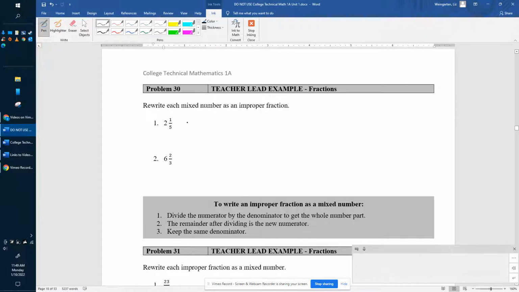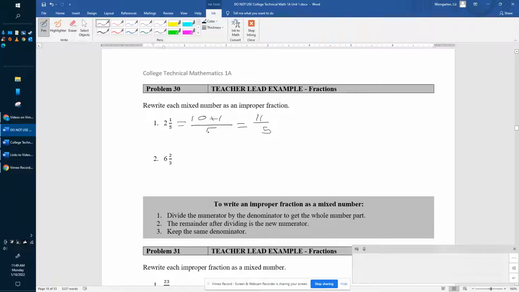We have 2 1/5. So what we're going to do is we need to figure out how to get 2 over 1 to be 2 over 5. To do that, just like it says in step 1, we're going to take 2 times 5, which is 10. We're going to add it to the numerator that's currently there, which is 1, and all of that is over 5. So we have 10 plus 1, which is 11, over 5. We can't reduce that anymore, so our answer is 11/5.